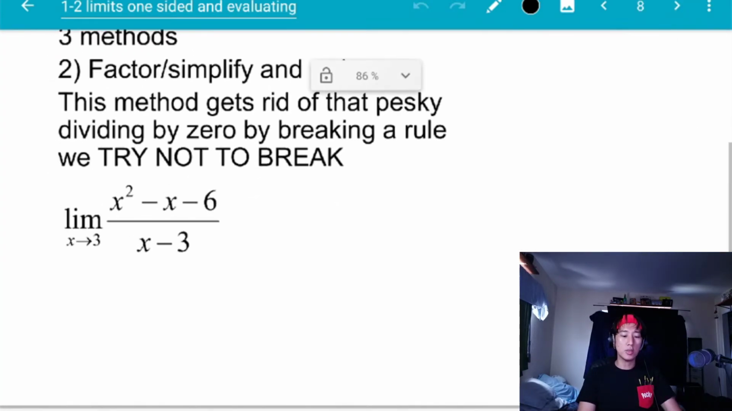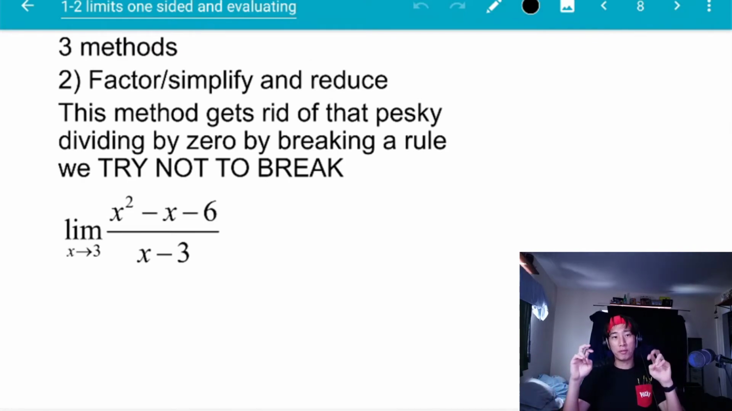So here's what we're gonna get through next. Now here's what you do when you do blow up your formula and you have to mess around with it a little bit. For example, if I was to plug and chug here, it would break, because if you plug in your 3, you're gonna get 9 minus 3 minus 6 divided by 0, and then that just breaks. So because of that, we're not allowed to use plug and chug here. Instead, we're gonna have to try the factor slash simplify and reduce.